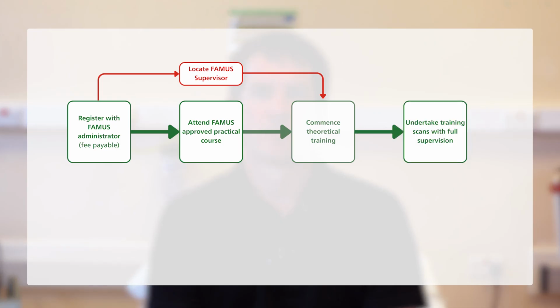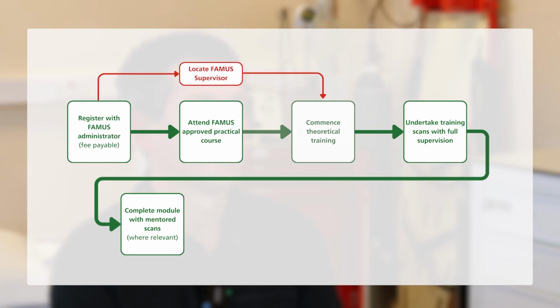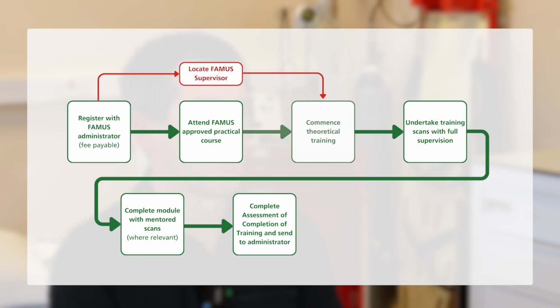After this, the next step is to undertake your supervised scans with your mentor or supervisor, and then move on to your mentored scans where you learn the majority of the curriculum and gain the competence and confidence to complete things. When both you and your supervisor are happy, you undertake the assessment of completion of training. And once this is signed, we ask that you send it through to the FAMUS administrator. And once registered, you will have completed accreditation in that module.